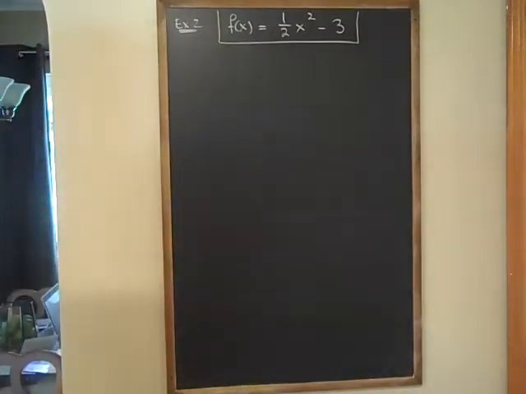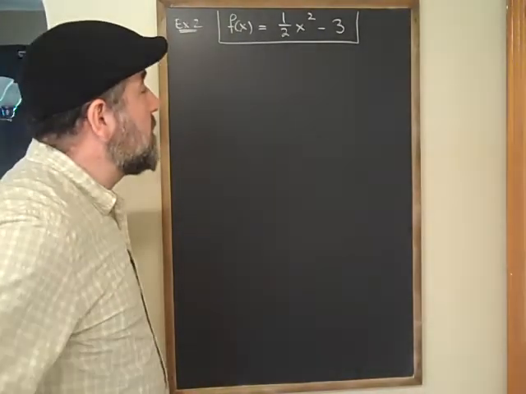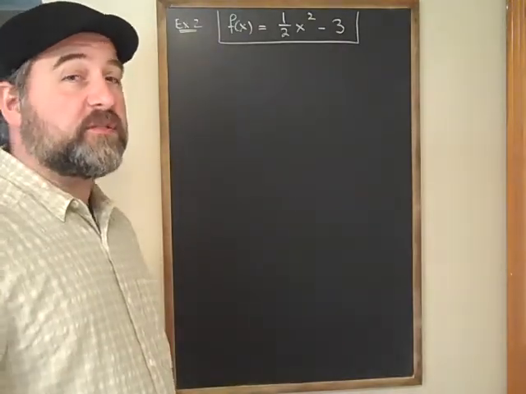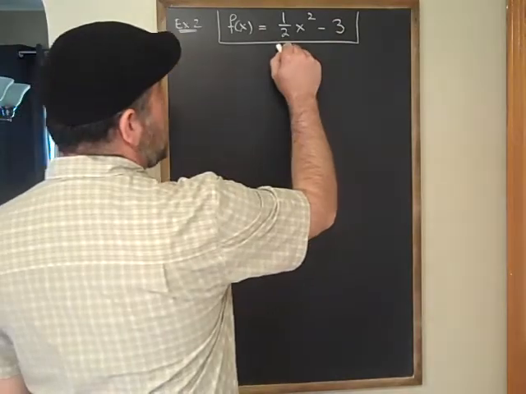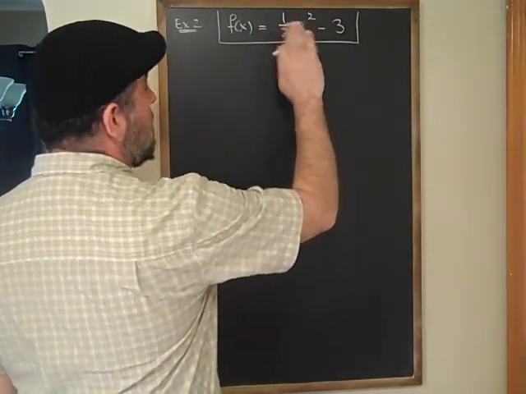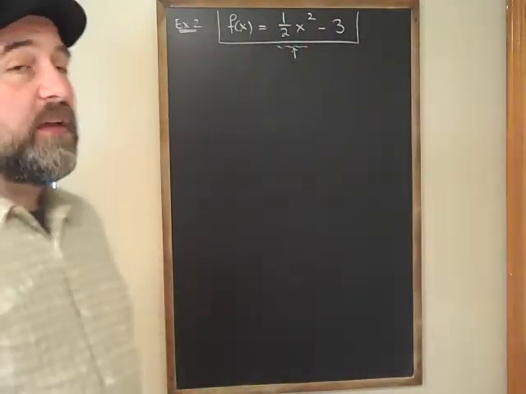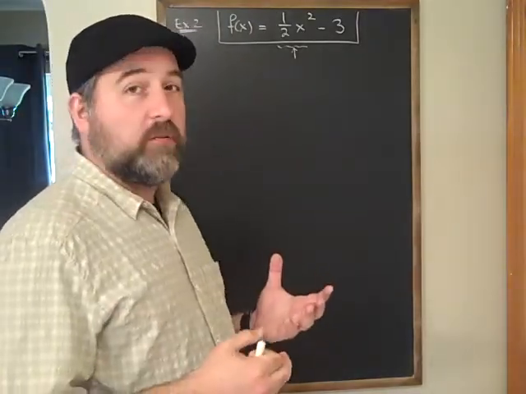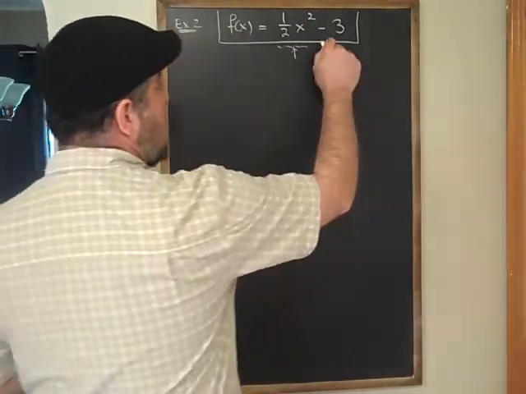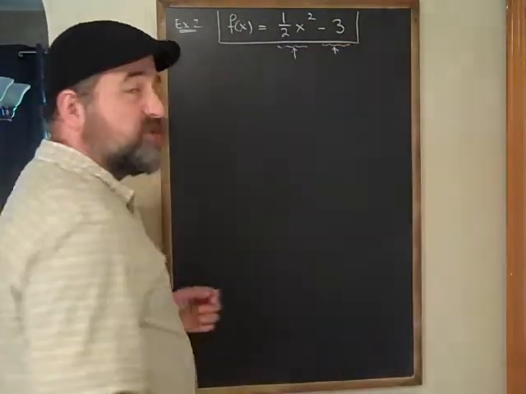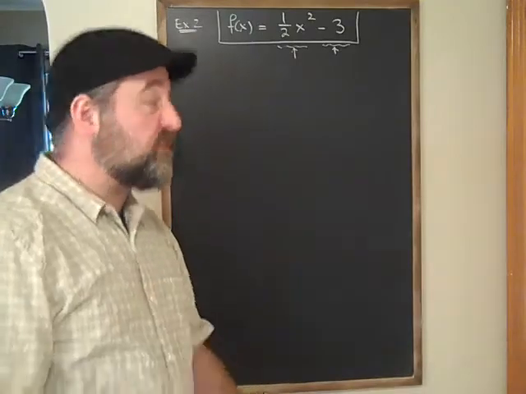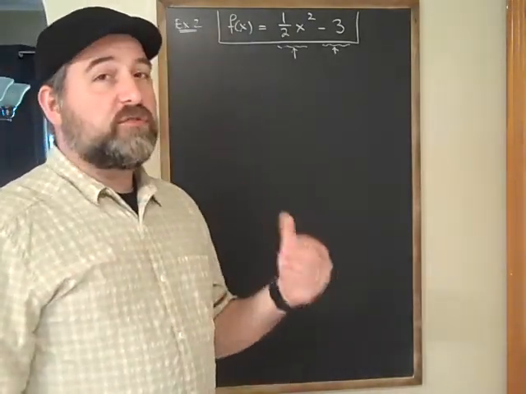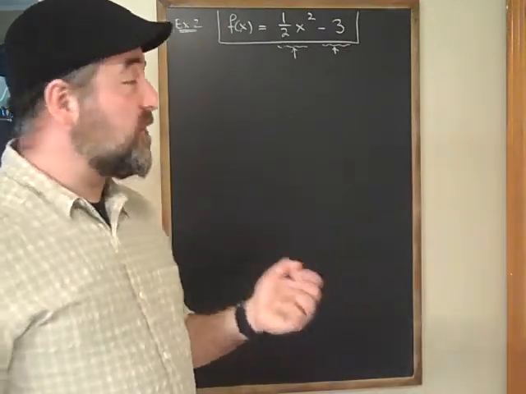Okay, in example 2, we're asked to create the graph of f of x, which has this equation 1/2 x squared minus 3. I want you to be able to realize that that part of the equation is what's telling you the shape of the parabola and the direction of opening. And the only thing that this minus 3 is doing is telling us we have a shift in the graph of 3 units down. If you can realize that, I don't think this is too much of a burden to create the graph of this parabola.